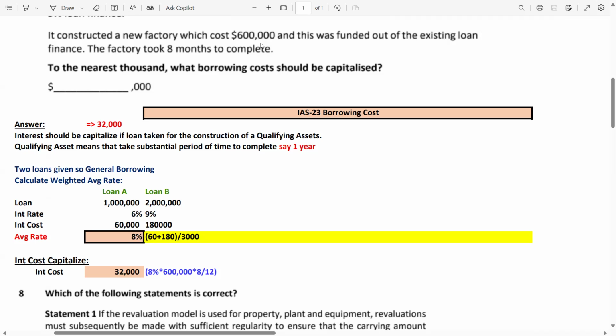But wait, guys, it's written that the factory took 8 months to complete. So you have to capitalize the interest of the 8 months because the factory was completed in 8 months. Now the capitalized interest cost is 32,000. So your answer is 32,000. How 32,000? 8% is the weighted average rate, multiplied by 600,000 which is the cost, multiplied by 8 divided by 12 because we have to capitalize it for the 8 months. So now guys, we are done with this question about IAS 23 borrowing cost.